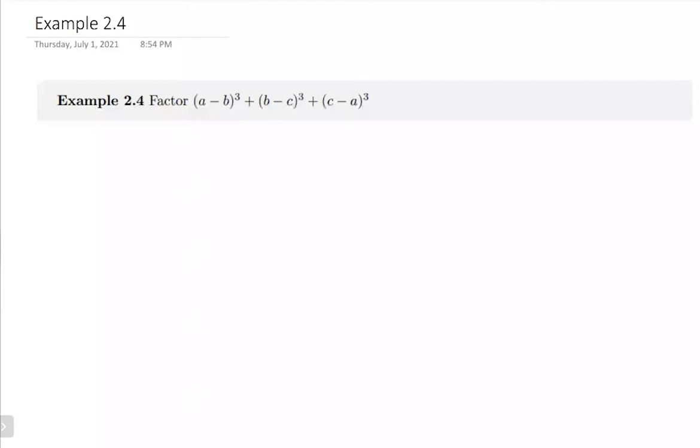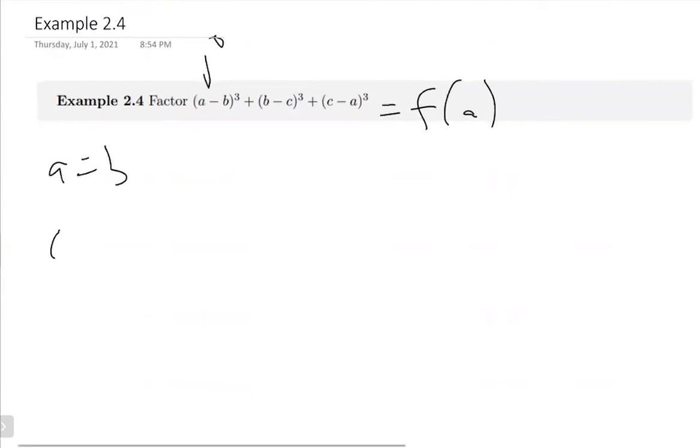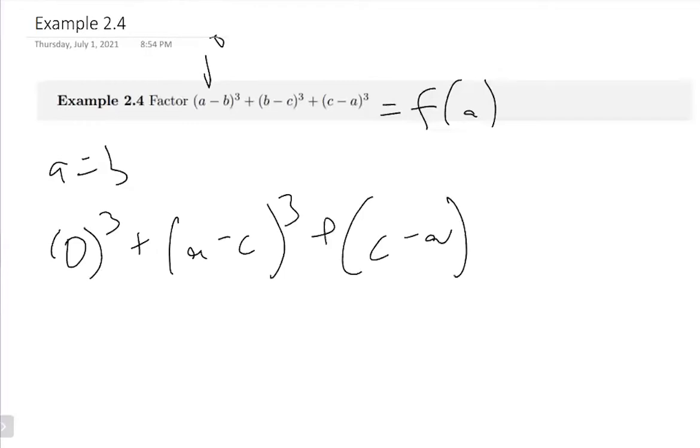So let's consider this as a polynomial in A. Suppose this is equal to some polynomial f of A. And let's say we have A equals B. Well, then this term becomes 0, and then we have 0 cubed plus A minus C cubed plus C minus A cubed.